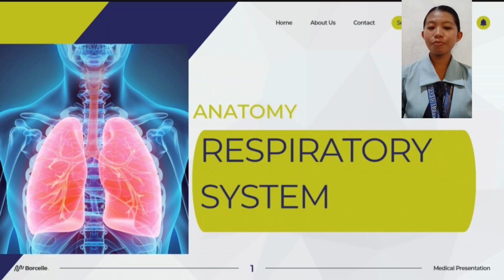So today, we'll be diving into the anatomy of the respiratory system, a truly essential system for life.